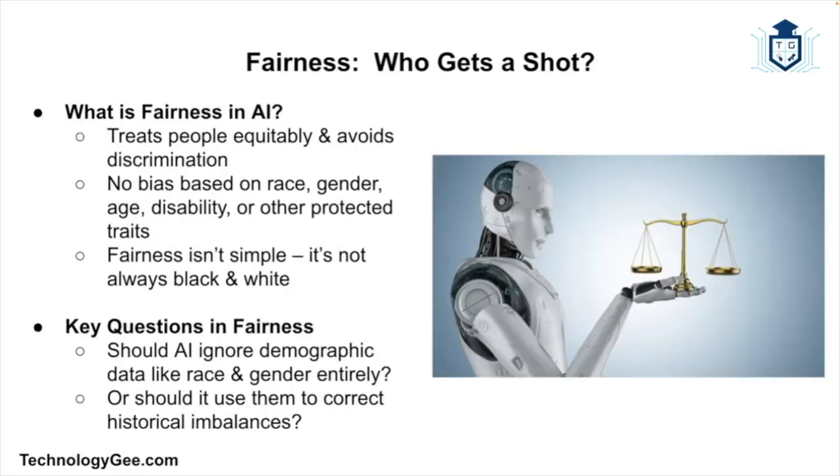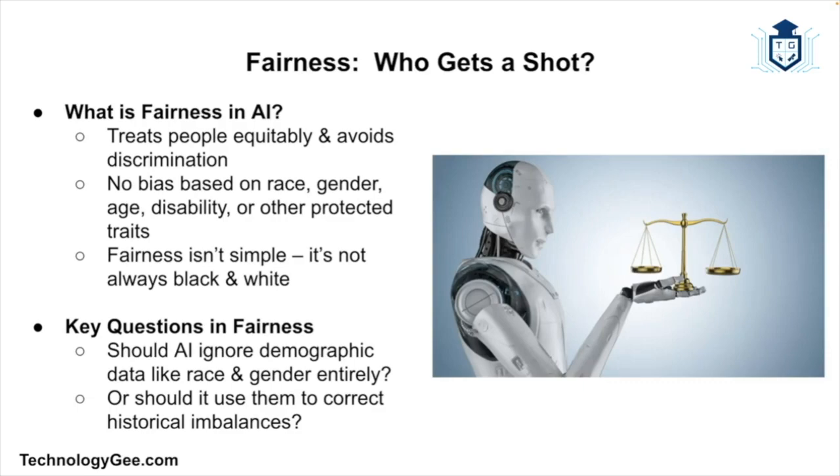All right, so next let's talk about fairness. So, what does fairness mean in AI? Well, fairness is about treating people equitably, ensuring that AI systems do not discriminate based on race, gender, age, disability, or other protected characteristics. And all that sounds simple, right? But in practice, fairness can get really complicated because what's fair isn't always black and white.